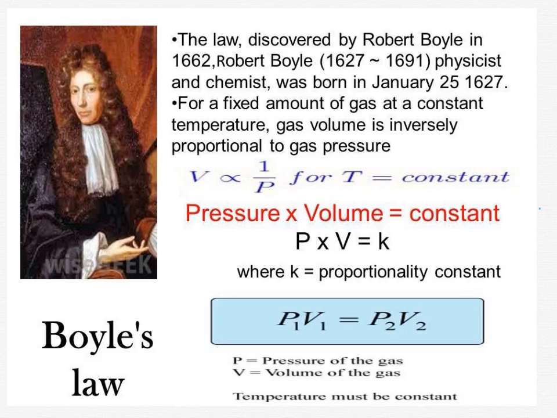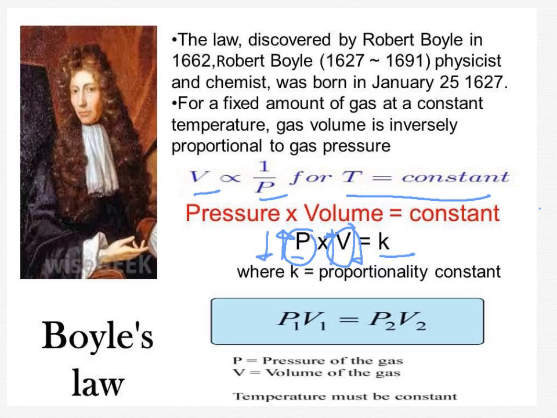Robert Boyle was the first chemist and physicist to determine that for a fixed amount of gas at a constant temperature, volume is inversely proportional to pressure. Mathematically, it means that when temperature is held constant, volume is always inversely proportional with pressure. When pressure increases, volume tends to decrease. As there is a decrease in pressure, volume tends to increase.